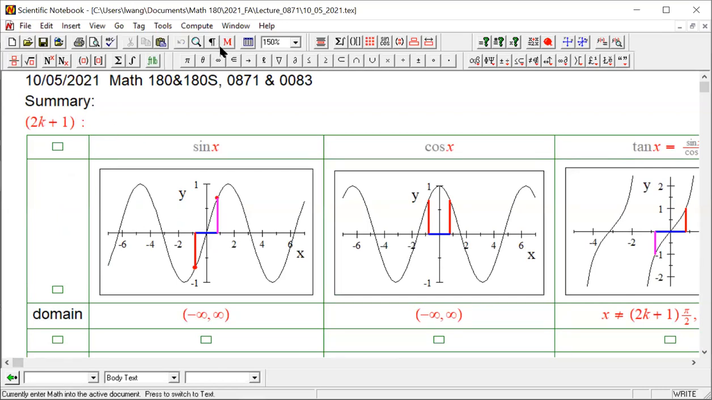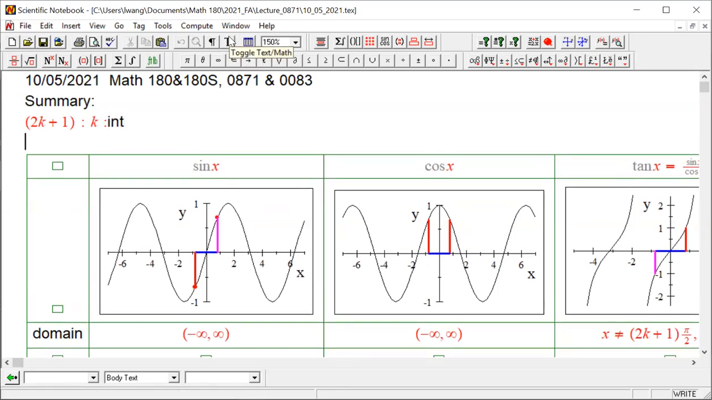While k is any integer. Here we say k is any integer. Do you hear that? K is any integer. What is any integer? Think arbitrary.